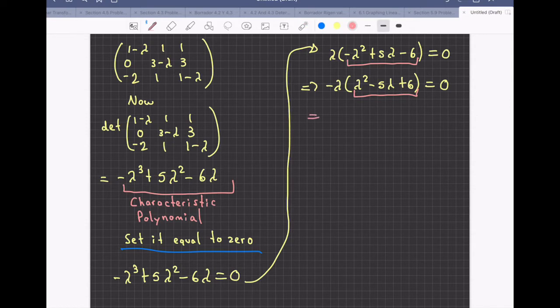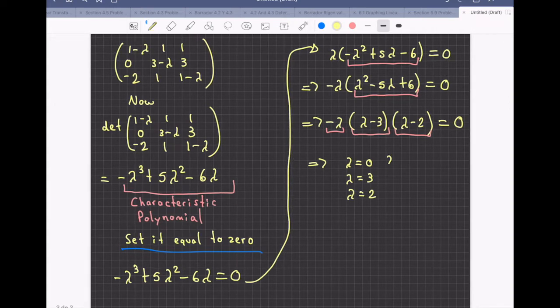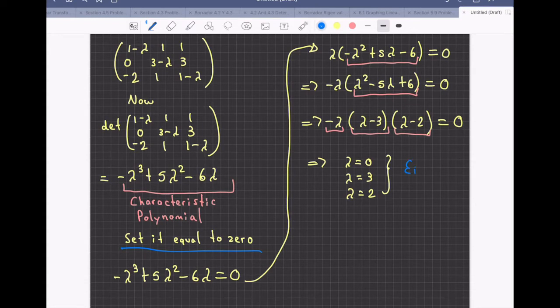So this expression can be factored as negative lambda times lambda minus 3 times lambda minus 2 equal to 0. See? And now you can find the zeros if you set each of these equal to 0. So set this equal to 0, this equal to 0, and this equal to 0. You will have lambda equal to 0, lambda equal to 3, and lambda equal to 2. And of course, these ones are what? The eigenvalues of A.